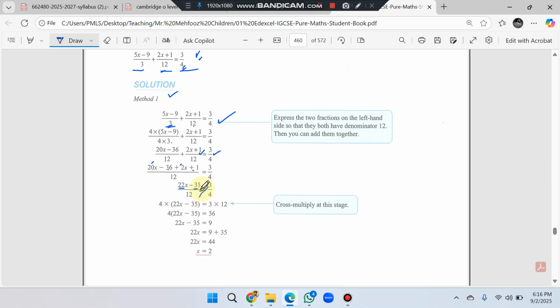Now we cross multiply these two fractions, so it becomes 4 times 22x minus 35 is equal to 3 times 12. When we multiply it, this 4 goes to the other side and is divided by 12, so it becomes 36 divided by 4, which is simply 9. After that this 35 goes to the other side and is added to this 9, and then at the end this 22 goes to the other side and is divided by 44, and your answer for x will be 2. This is your simplified form by method 1.